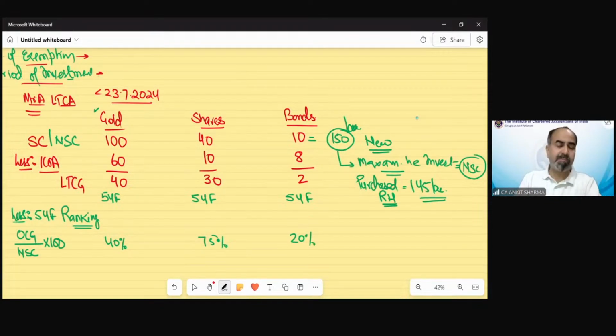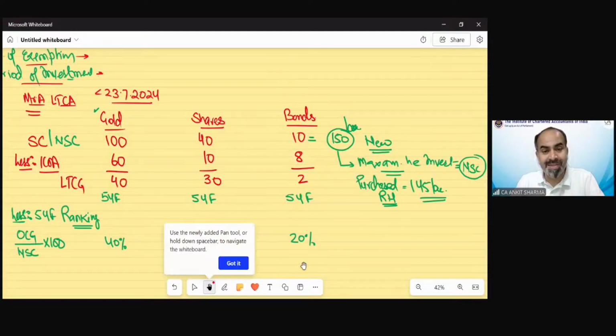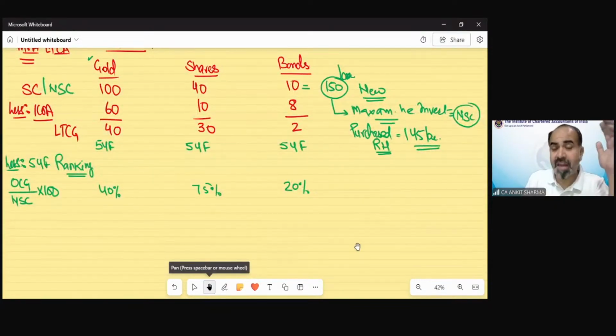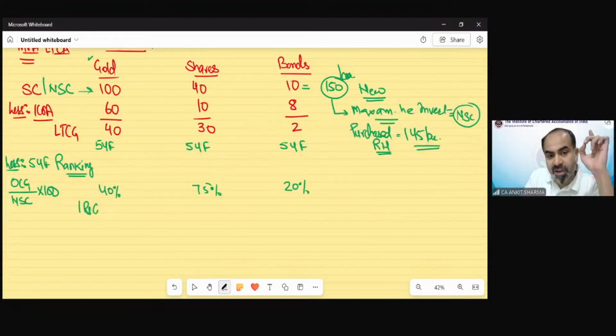So what does that percentage denote? What does that percentage explain? What does that percentage want to make you understand? The percentage says, listen to me very carefully, if you invest 1 rupee of consideration of gold into a residential house, then only 40% of 1 rupee, that means 40 paisa, is going to get exempted.